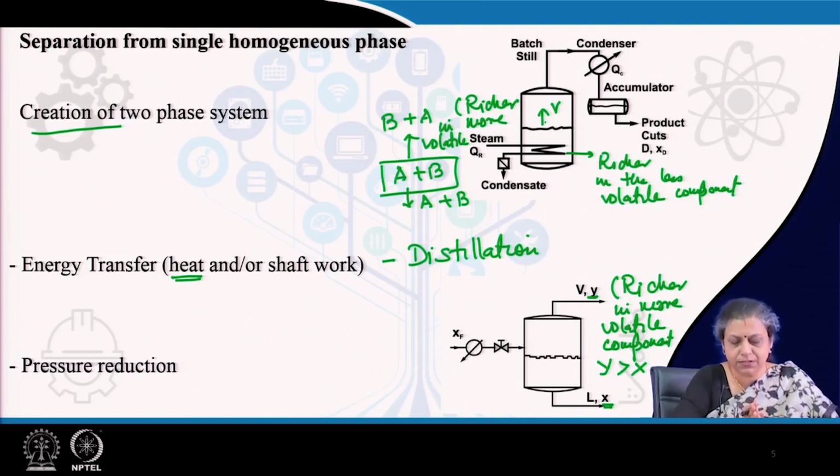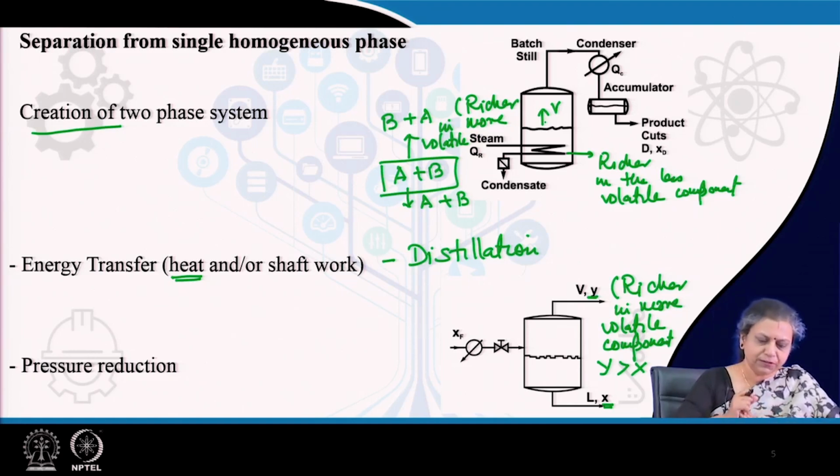There are also certain situations where distillation will not be feasible. For example, if the components which make up the homogeneous phase form an azeotrope under the conditions of temperature and pressure where distillation is being performed. If that happens, then as you know, during an azeotropy the vapor boils with the same composition as the liquid. So, no separation between the liquid and vapor is possible beyond the azeotropic composition.